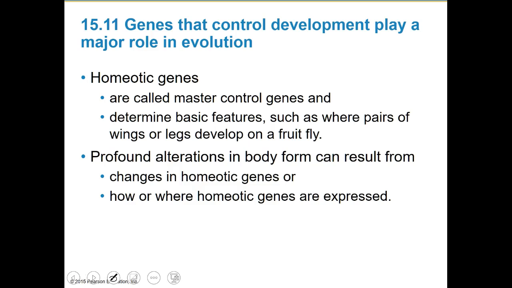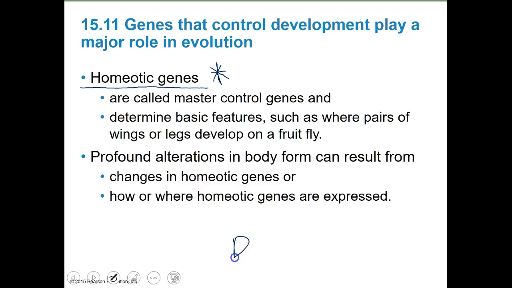So genes that control development play a major role in evolution. These are called homeotic genes. And these are a really cool set to know, because these are the master control genes. They determine basic features such as where pairs of legs and wings develop on a fruit fly. So profound alterations in body form can result from changes in homeotic genes or how and where they're expressed.